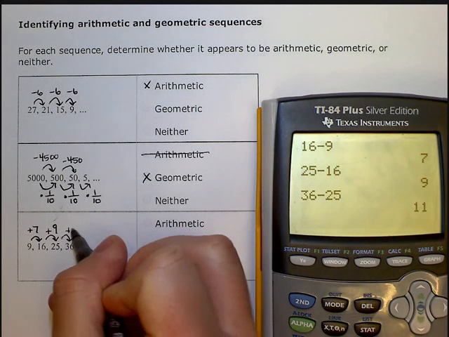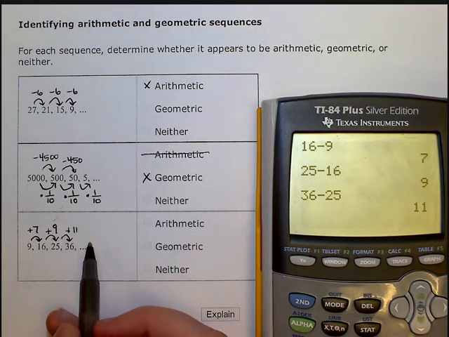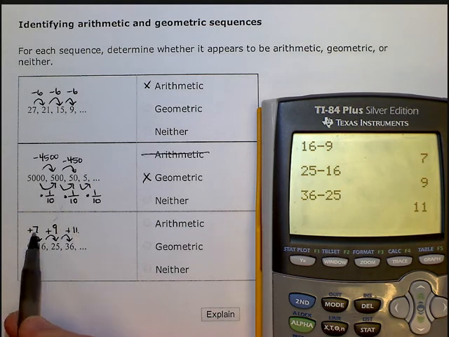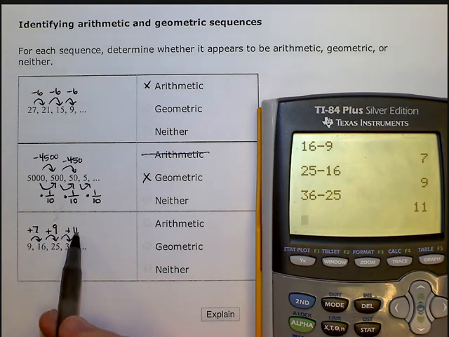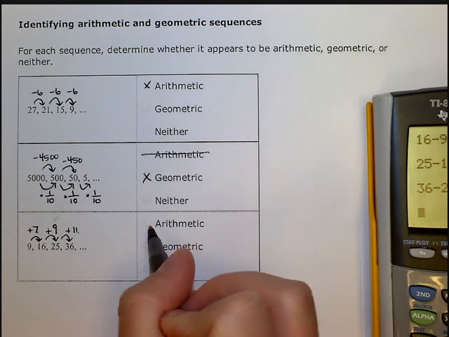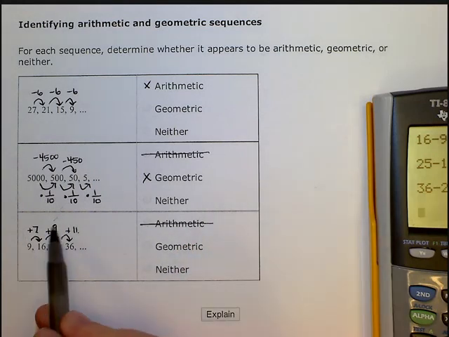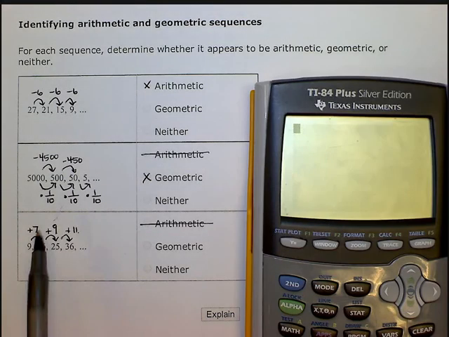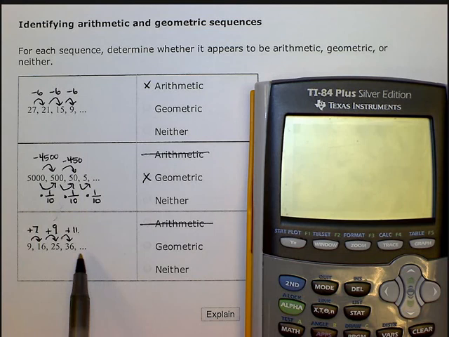So although I'm adding a positive number every time, because these numbers are not the same, which means that they're not a common difference, it cannot be arithmetic, because it has to be this adding or subtracting the same number in order to be an arithmetic sequence. So let's see if we can find a common ratio.